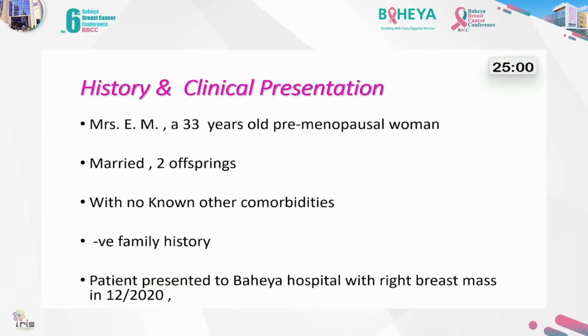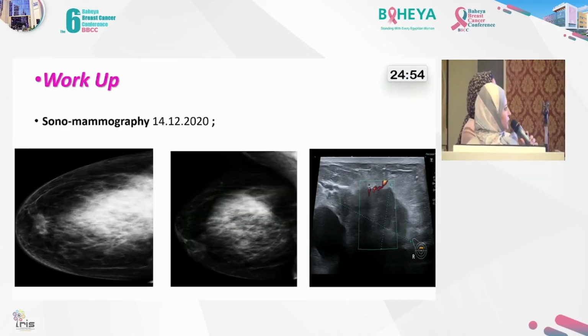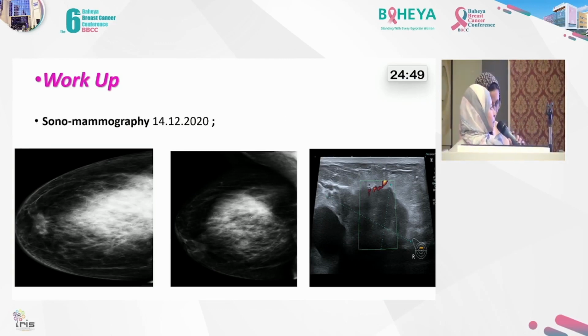A female patient, 33 years old, premenopausal, with no comorbidity and a negative family history of breast cancer, presented to Bahia Hospital with a right breast mass in 2020. Conventional mammography was done, revealing a right upper outer quadrant spiculated high-density mass lesion harboring suspicious fine pleomorphic microcalcifications with global asymmetry. The whole lesion measures about 10 by 6 centimeters, with ipsilateral pathological axillary lymph nodes at levels 1 and 2, more than 3 lymph nodes.